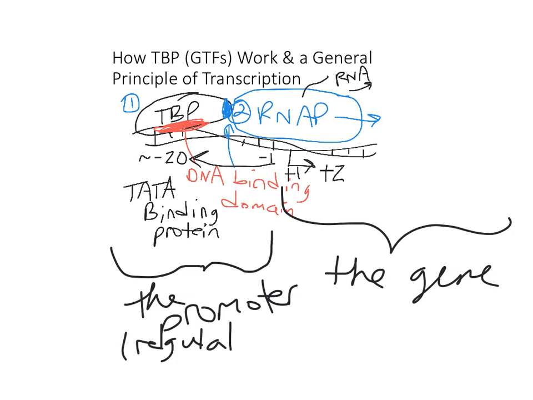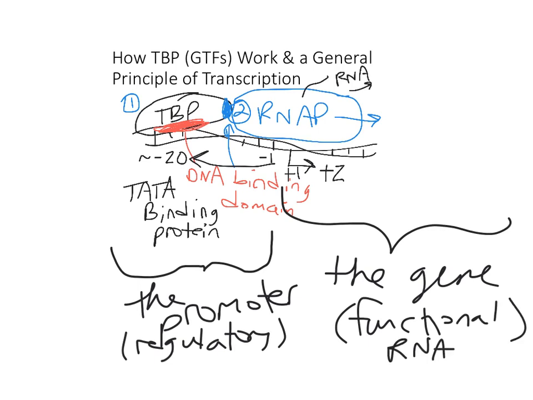So the promoter is regulatory. The gene is functional. Whether or not it produces an RNA that's just meant to be an RNA or an RNA that gets translated into protein, that's the part that does the work of the cell, the gene. The promoter contains DNA sequences that control the gene.